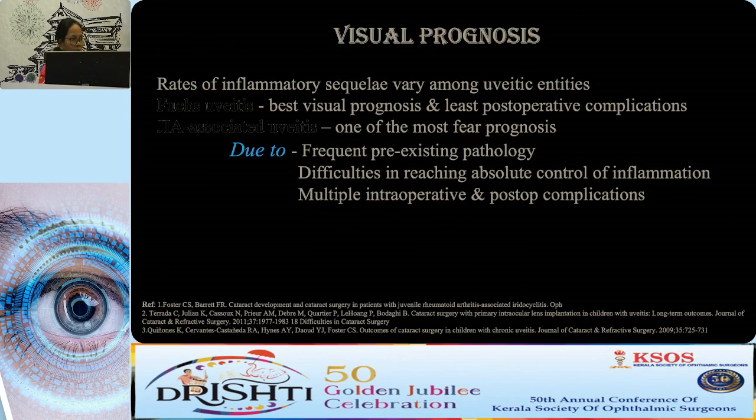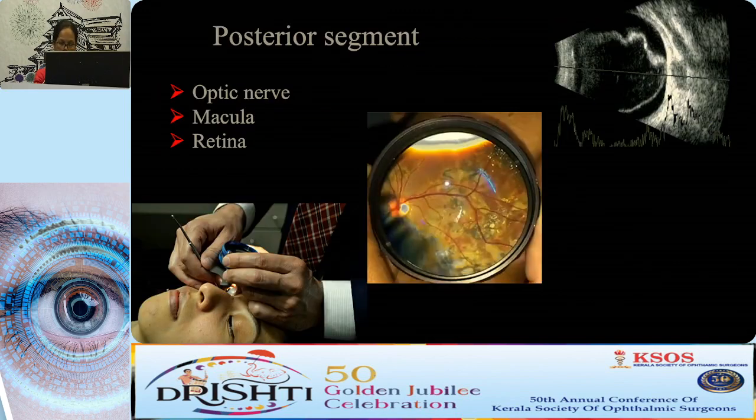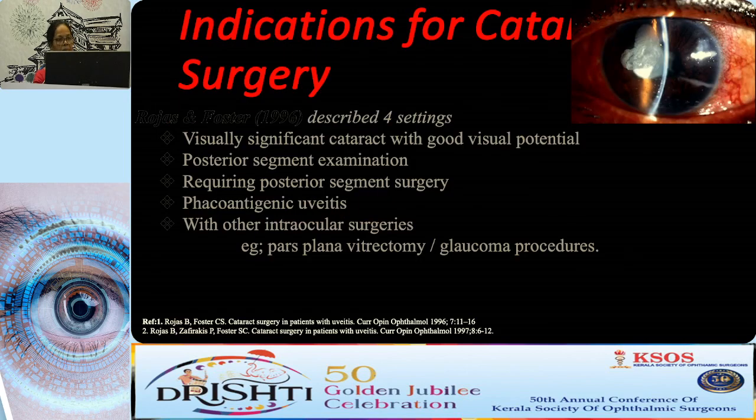Visual prognosis depends on the rate of inflammatory sequelae, which varies with uveitic entities. Fuchs has the best visual prognosis, JIA has the worst. The preoperative assessment: the anterior segment should be examined for posterior synechiae, peripheral anterior synechiae, inflammatory membrane, miotic pupil, band keratopathy, shallow anterior chamber, etc. Need for a pupil expansion device, if needed, should be assessed preoperatively. The posterior segment should also be examined for optic nerve, macula, and retina.